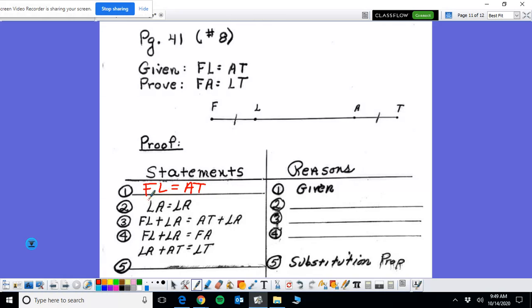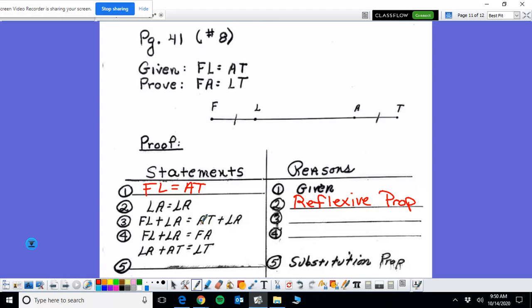Why do we need it? Well, you're about to find out. This is the reflexive property. Remember A equals A, and I kind of laughed because I never understood why I would need something like this. Of course, A equals A. Of course, LA equals itself. Well, we need it for deductive proof, for deductive reasoning here in this proof. We're going to link it to this statement here on the third statement. FL plus LA is equal to AT plus LA, and that looks familiar to me. Hopefully it does to you.